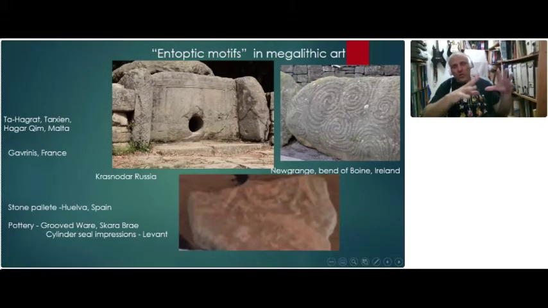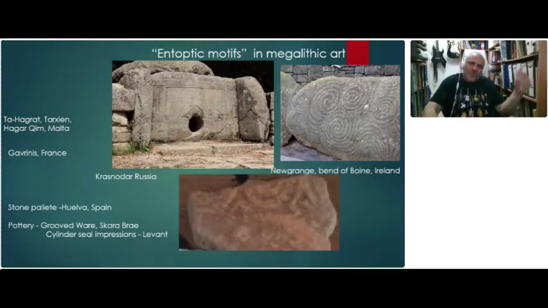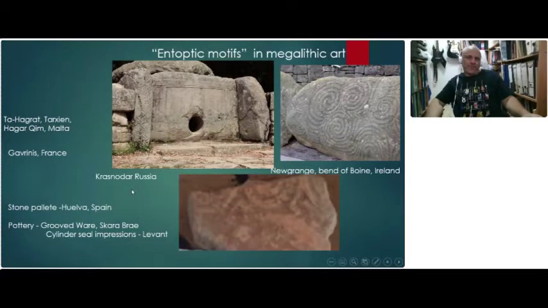Now, they are not only found on stone, they can be found on objects as well, and also on pottery. And in the southern Levant, they are found on cylinder seal impressions from the 3rd millennium BC. The same type of motifs can be found in grooved ware, found in Skara Brae and in the Ness of Brodgar and elsewhere, the grooved ware that are so common to the late Neolithic period.